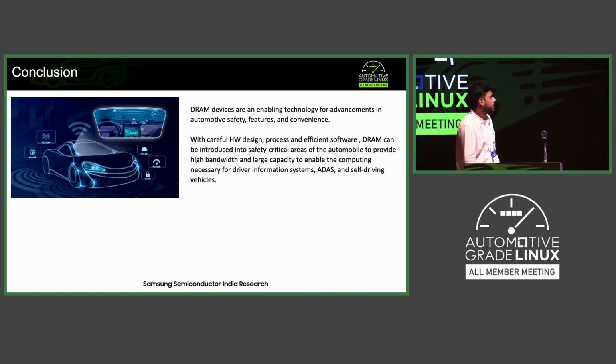Yeah, so finally, I would like to say that DRAM devices are one of the enabling technologies for automotive. They help to improve safety, enhance features and make autonomous driving more convenient. And with more careful hardware design, safe processes and efficient software, we can put DRAMs into safety-critical areas of the automobile so as to provide high bandwidth and high memory to the SOC which is running in the automotive.